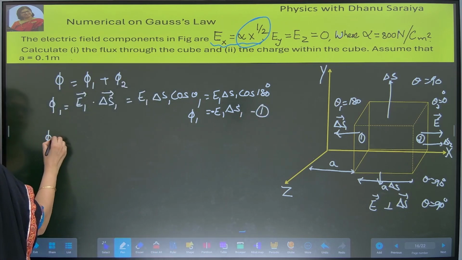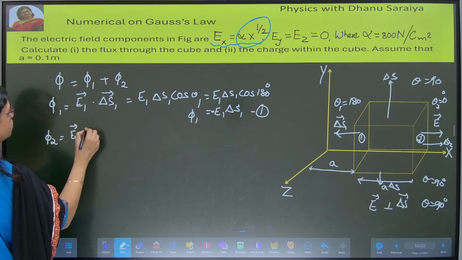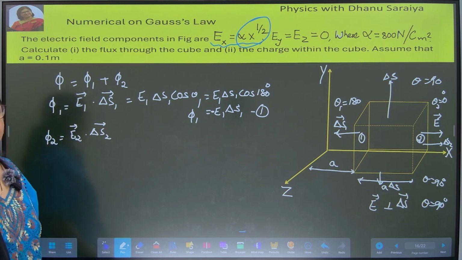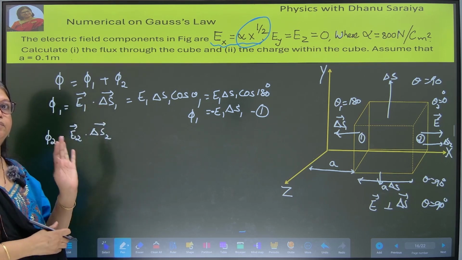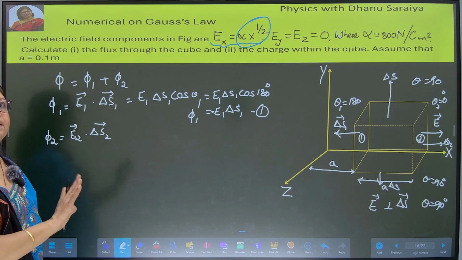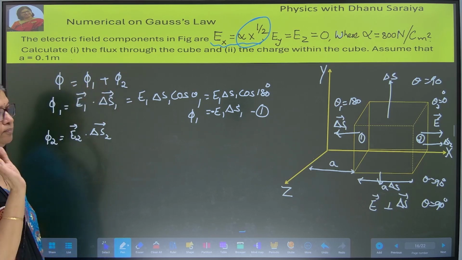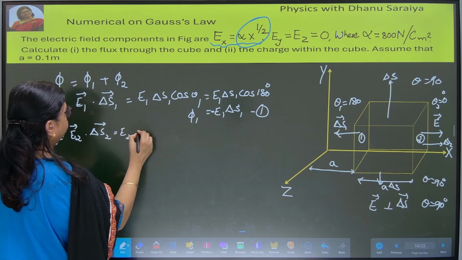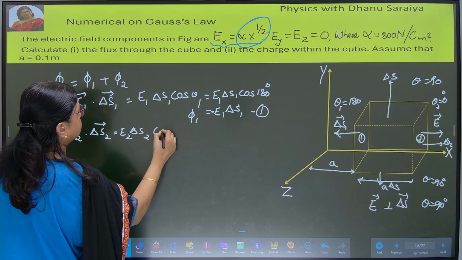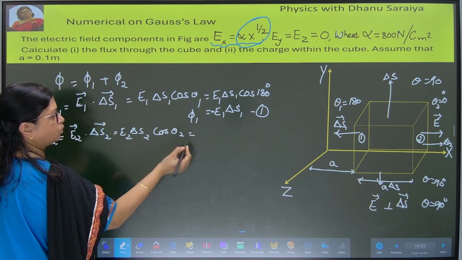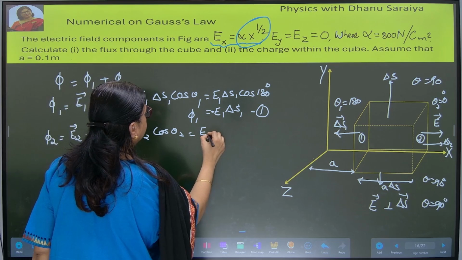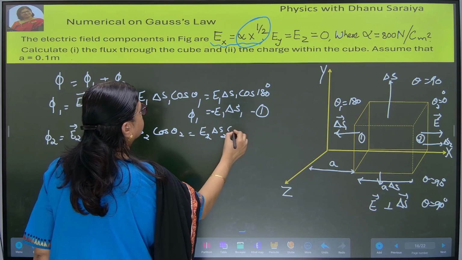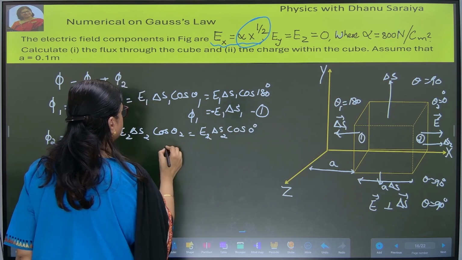Let me find out phi 2. Phi 2 is equal to E2 dot delta S2. Though the values of E1 and E2 are same, delta S1 and delta S2 also are same. Just I am naming it to make you understand that this is for the face 2 where the flux is non-zero. Fine? Which is equal to E2 delta S2 cos theta 2. What is my cos theta 2? 0. So E2 delta S2 cos 0 is 1. So what is my phi 2?